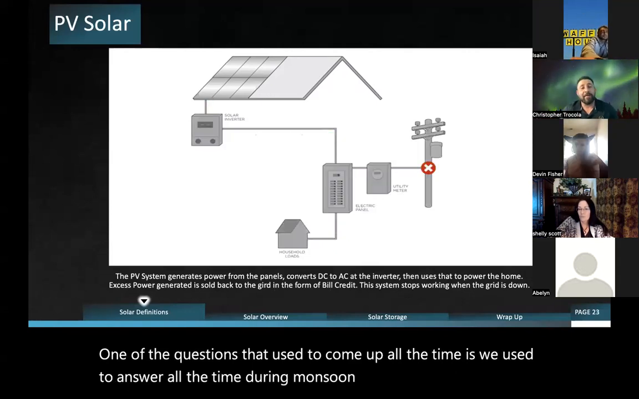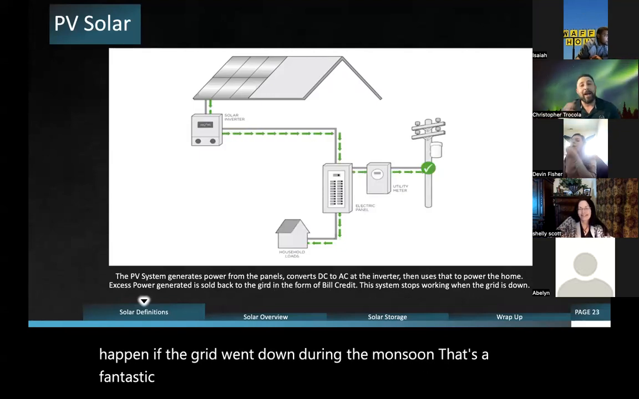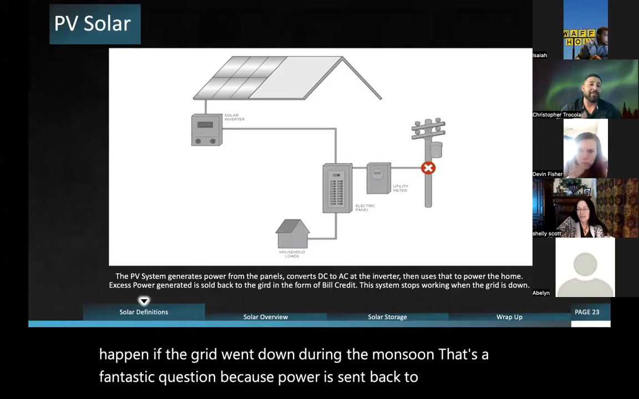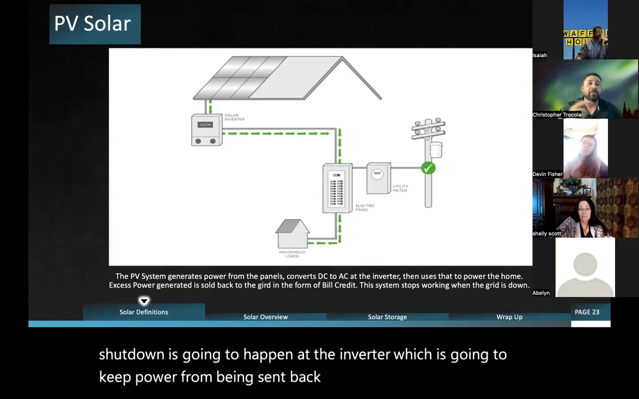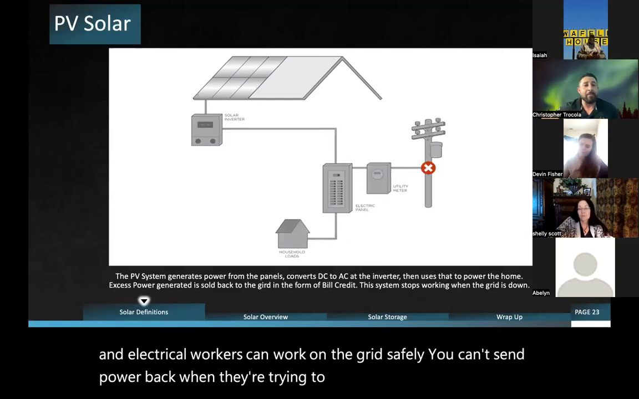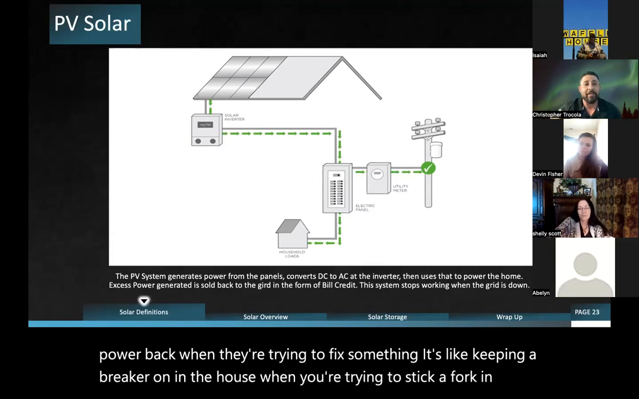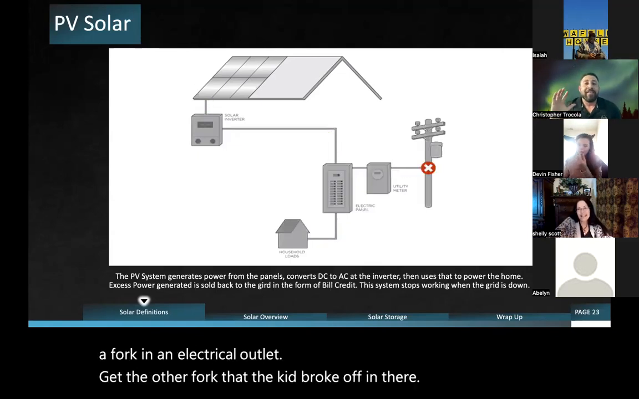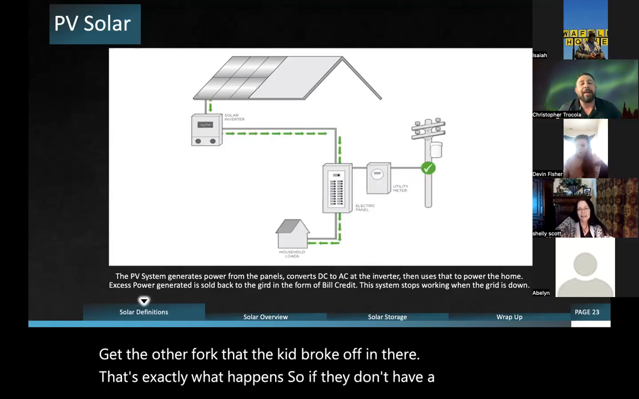Chris, what would happen if the grid went down during the monsoon? Well, that's a fantastic question. Because power is fed back to the grid, a rapid shutdown is going to happen at the inverter, which is going to keep power from being sent back to the grid, so first responders and electrical workers can work on the grid safely. You can't send power back when they're trying to fix something. It's like keeping a breaker on in the house when you're trying to stick a fork in the outlet to get the other fork that the kid broke off in there. That's exactly what happens.